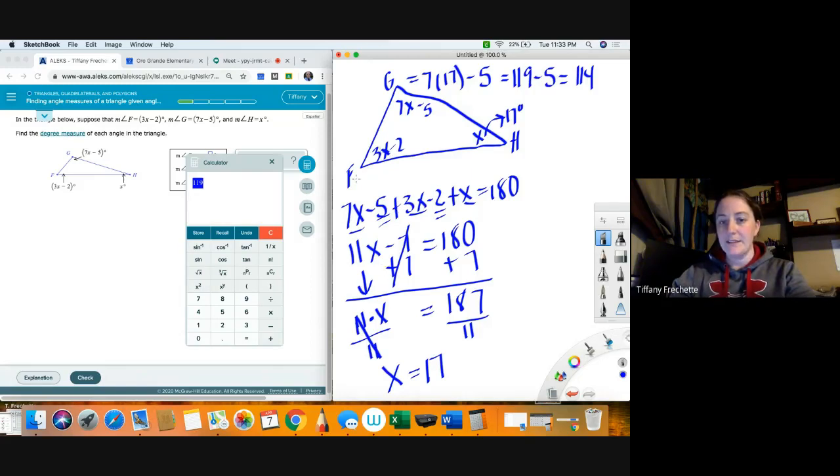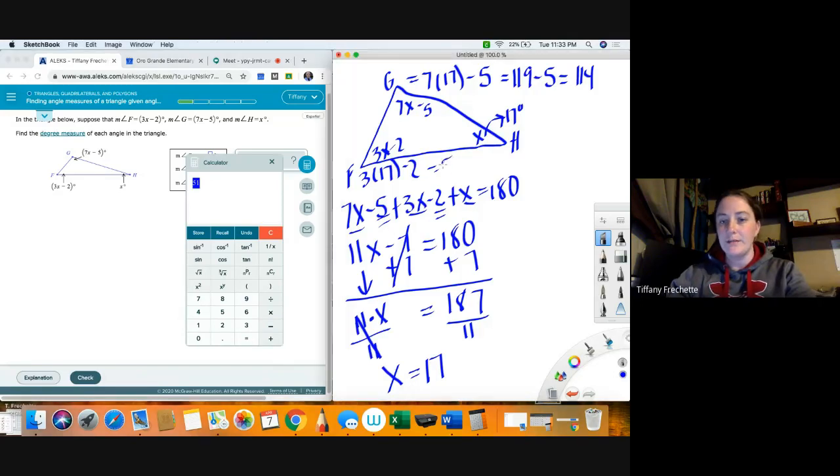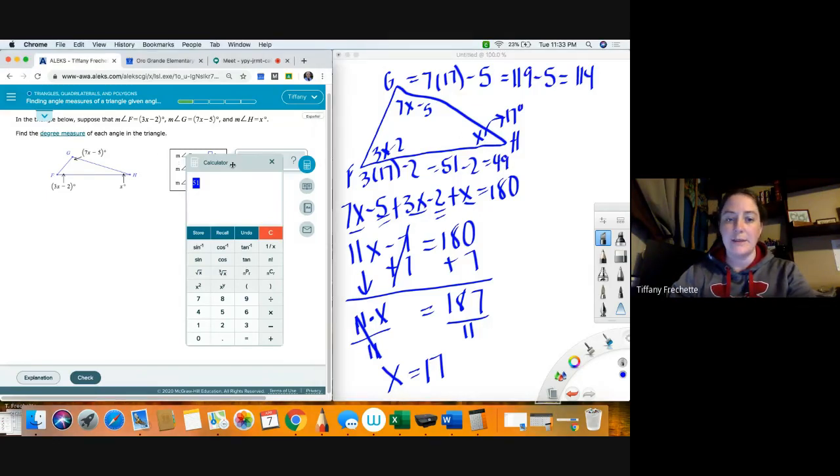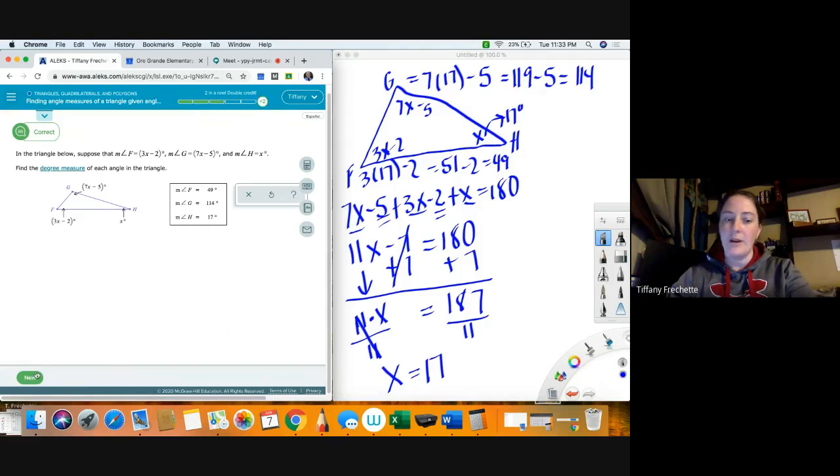All right, this angle F down here is going to be 3 times 17 minus 2. So we get 3 times 17 equals 51, minus 2 equals 49. All right, let's go ahead and check this. We got to close that. So F is 49. Make sure you type them into the right spots here, just so we don't get them wrong for something silly like that. And then H is 17. Okay. Yay. All right, one more.